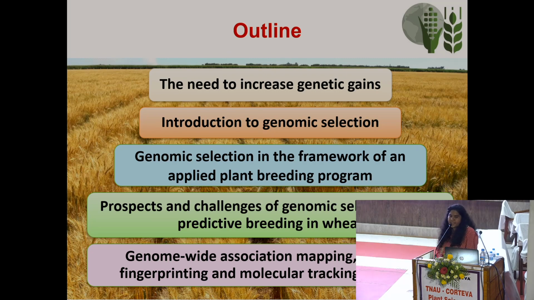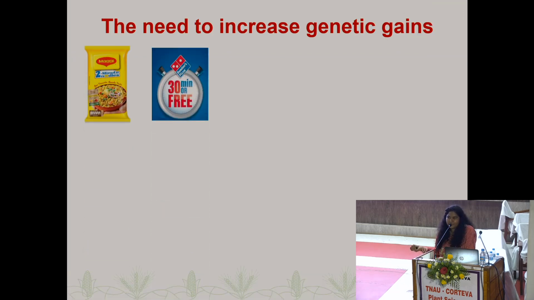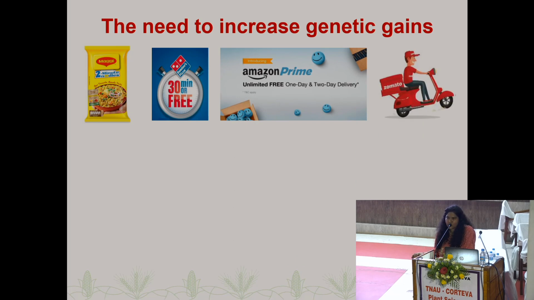So the first thing here is the need to increase genetic gains. We all live in a world where we want things very fast. You want noodles, 2 minutes. You want pizza delivery, 30 minutes. You want something from Amazon or Flipkart, 2 days. And you want something from Zomato or any food ordering application, you want it quick.